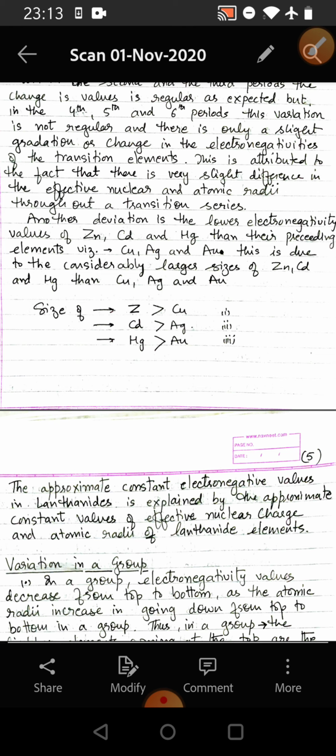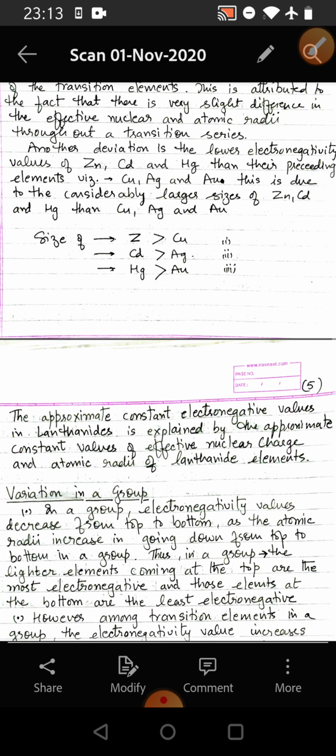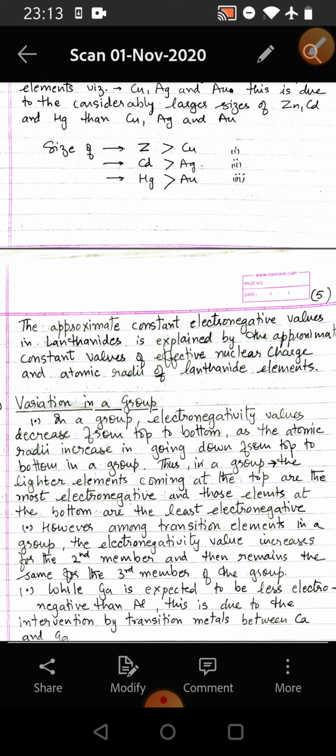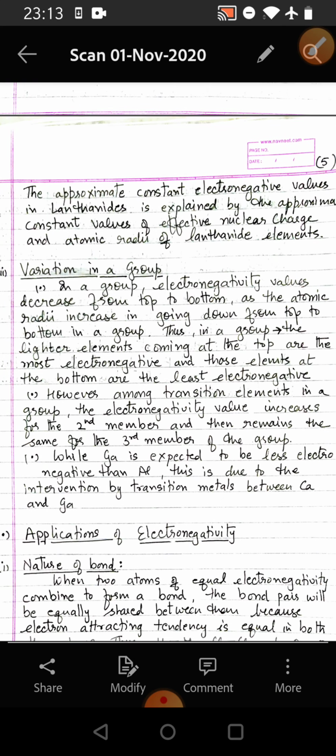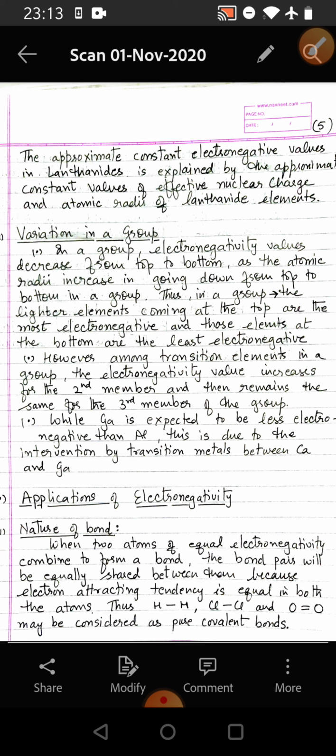Another deviation is the lower electronegativities of zinc, cadmium and mercury than their preceding elements, that are copper, silver and aurum. This is due to the considerably larger size of zinc, cadmium and mercury than copper, silver and aurum. That is, the size of zinc is greater than copper, the size of cadmium is greater than silver and the size of mercury is greater than aurum. The approximately constant electronegativity values in lanthanides are explained by the approximately constant values of effective nuclear charge and atomic radii of lanthanide elements.